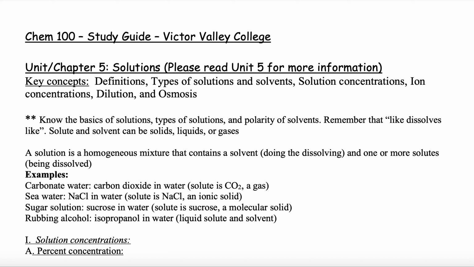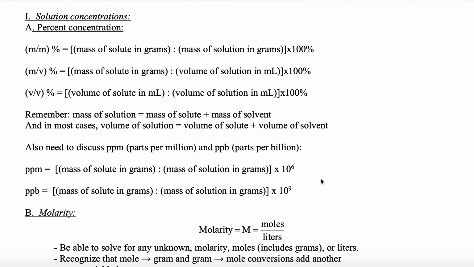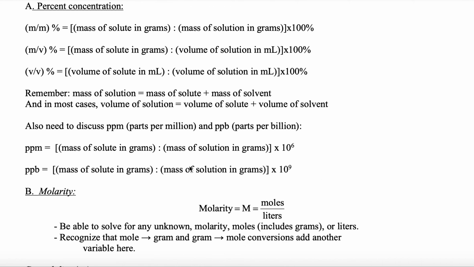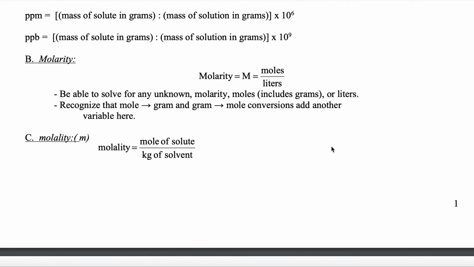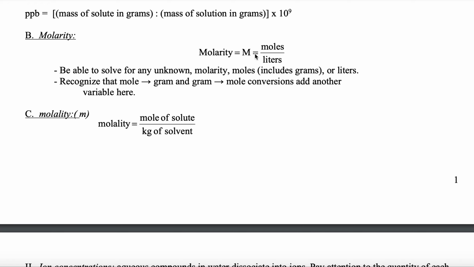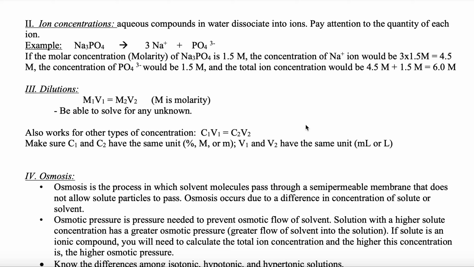Okay, for today, I would like to continue our discussion about solutions for Chem 100. It's Chapter 5. Last time we talked about solutions, we went through quickly the definitions, the concentrations, percent concentrations, part per million, part per billion. We also discussed molarity, the definition of molarity, ion concentrations and dilutions.